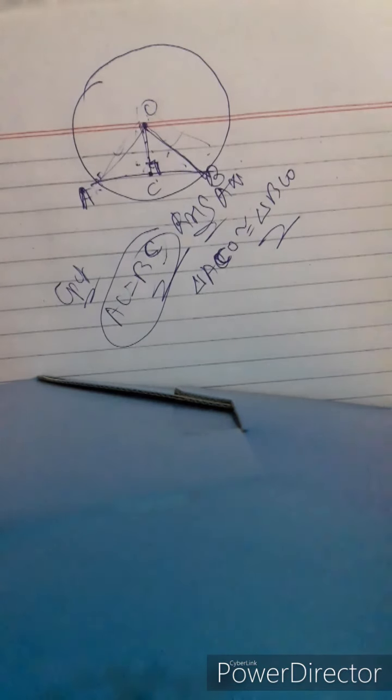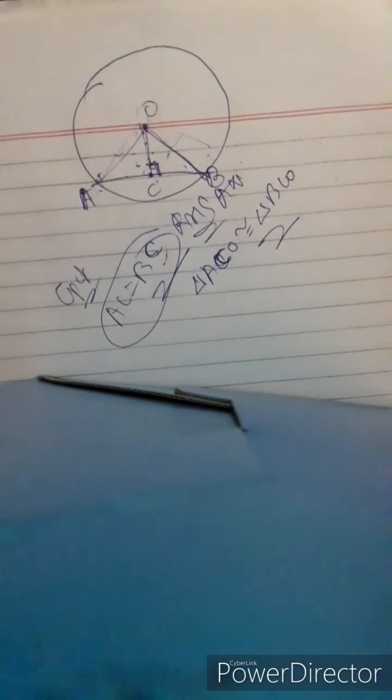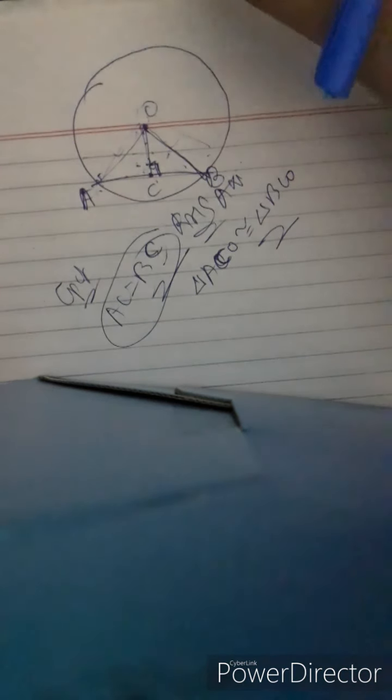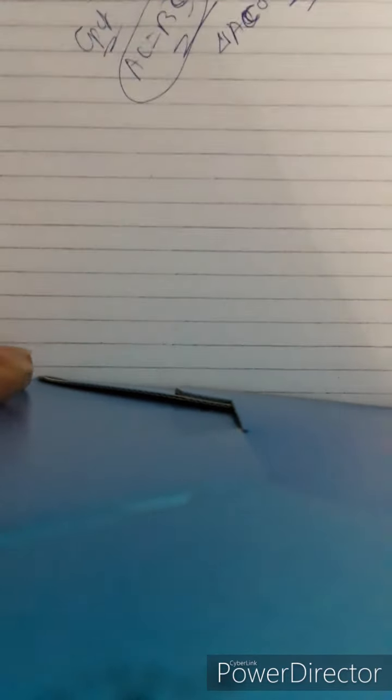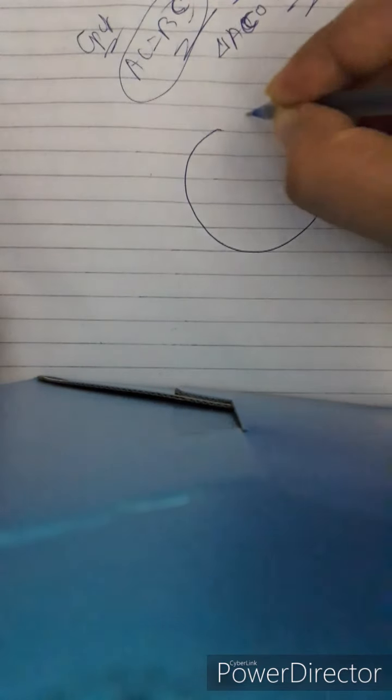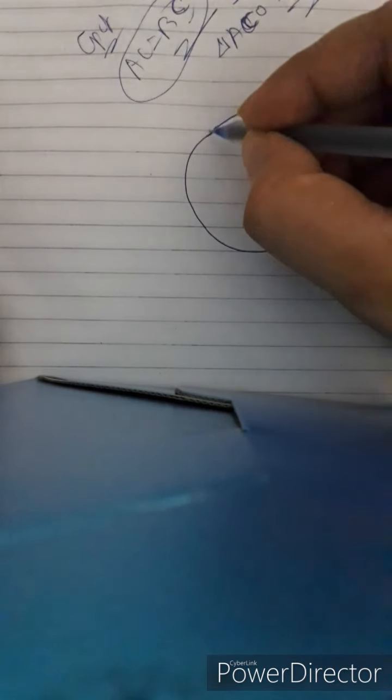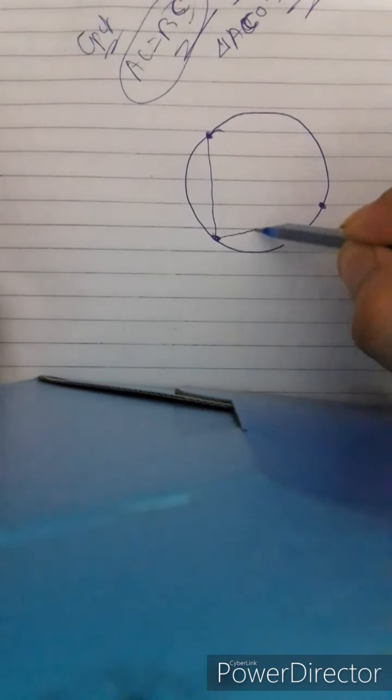Now coming to another theorem of the circle. It states that only one circle can be drawn through 3 points not lying on the same straight line. These are the 3 points not lying on the same straight line.